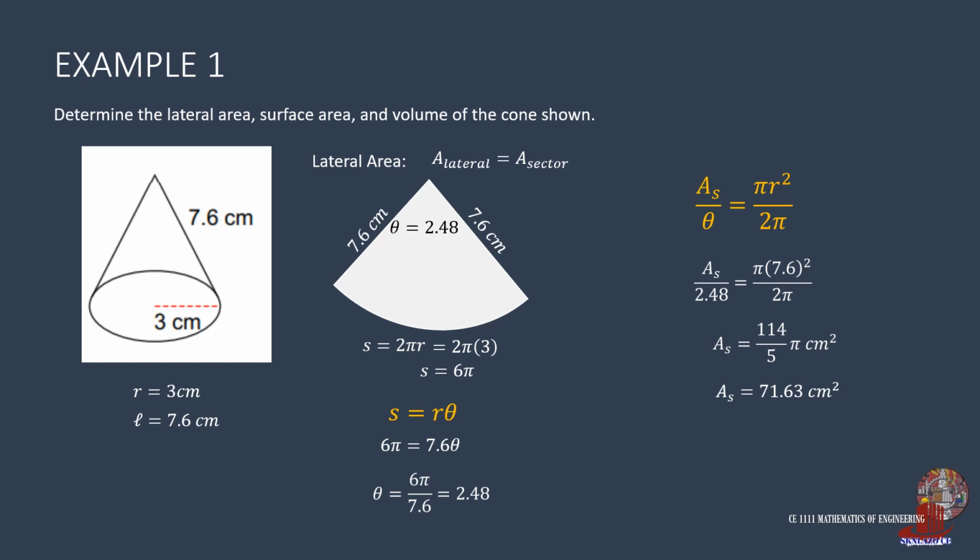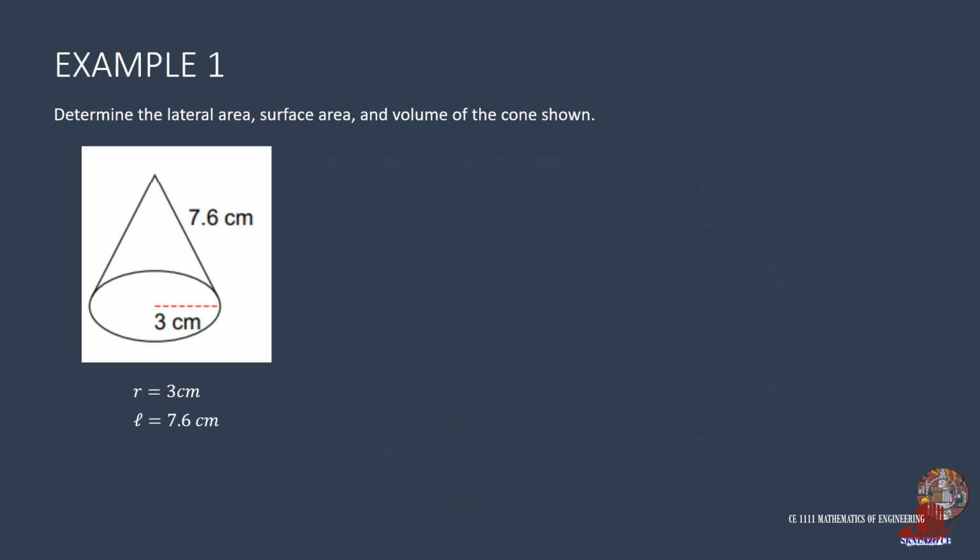71.63 square centimeters. Thus, the lateral area of the cone is 71.63 square cm. Next is to take the surface area, which is solved as the lateral area and the area of the base. Having determined the lateral area, we move to solve the area of the base from pi r squared, or that is pi times 3 squared. The area of the base is then 9 pi.